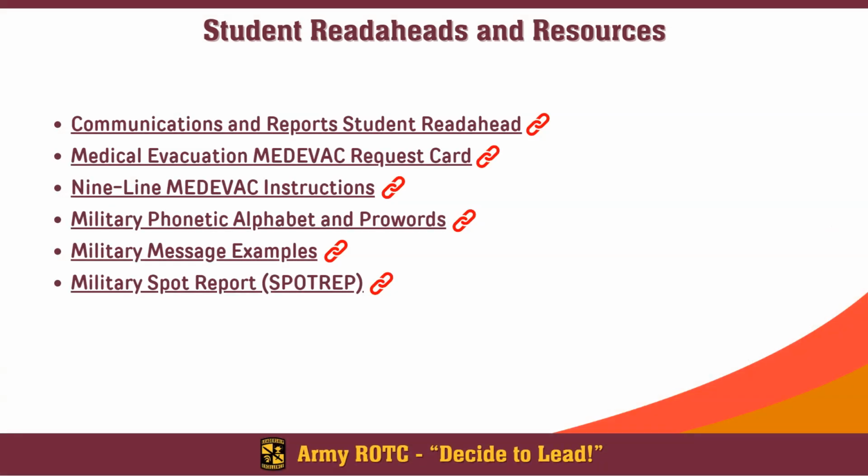So like I said, there's going to be some additional resources linked into this. So if you were to pull up that QR code, pull up this live presentation, the URL website version, you're going to be able to see that read ahead, which is going to talk about military communications and reports. You're also going to be able to pull up an actual medevac request card, a 9-line medevac instruction card, the phonetic alphabet and common pro words, the military message examples that you're going to use for your practical, and then the military spot report or your SPOTREP.